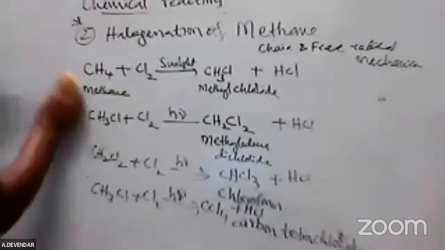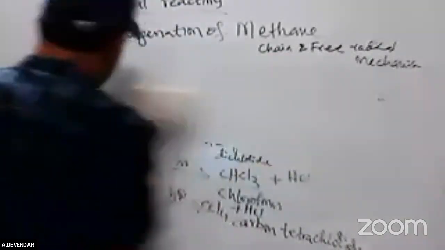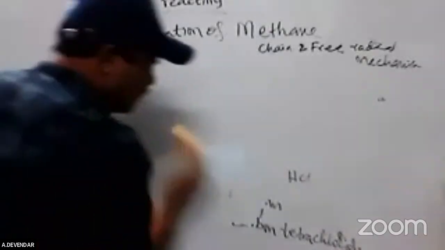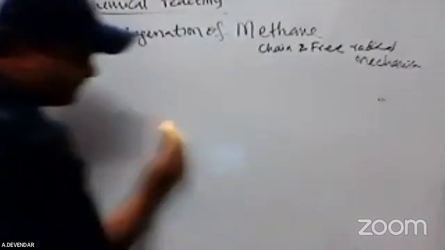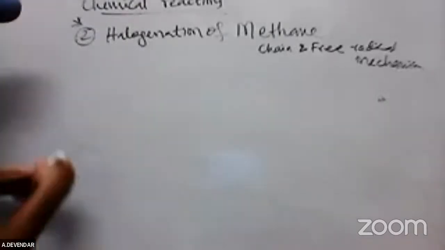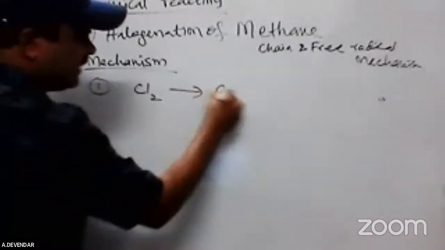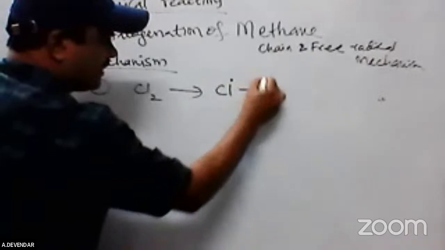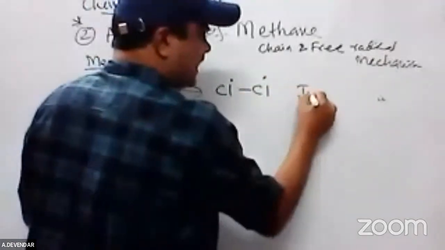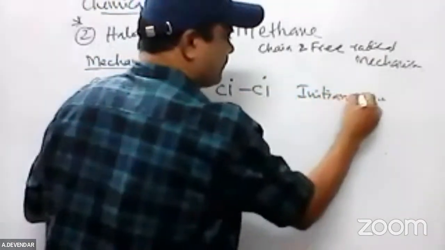Okay friends, so in the halogenation of methane, the mechanism is like this. What is the initiation step? I will write the mechanism. In the first step, chlorine will form free radicals. This is the initiation step.